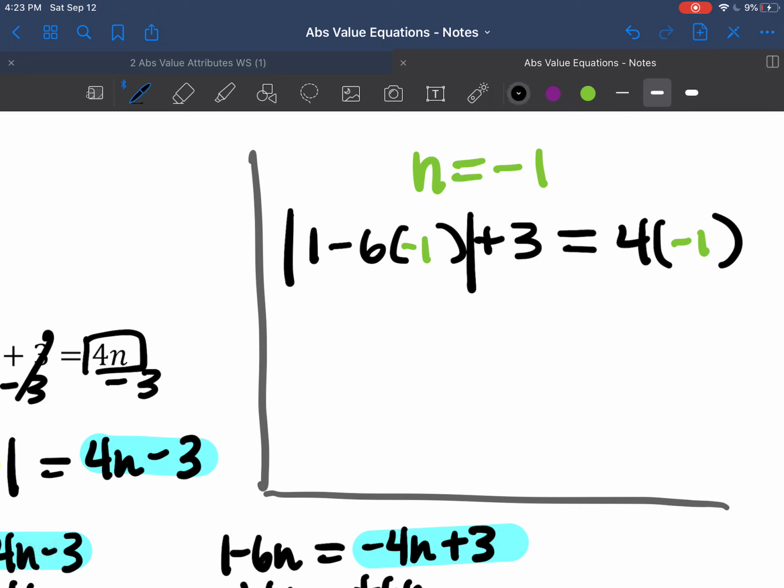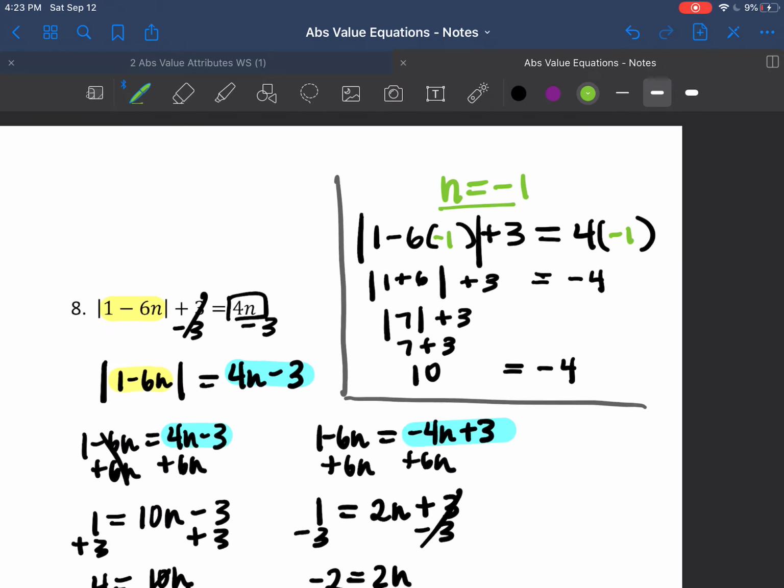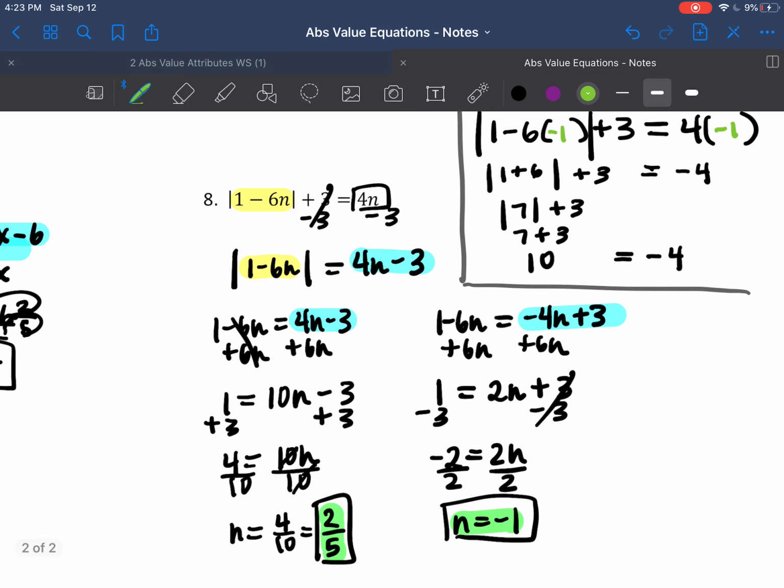Okay, so on the left-hand side, -6 times -1 is +6 inside the bars. And so we end up with absolute value of 7, which gives us 7, which gives us 10 when we add the 3. On the right-hand side, we do 4 times -1, and we get -4. And so because 10 does not equal -4, this n equals -1 cannot be one of our solutions.